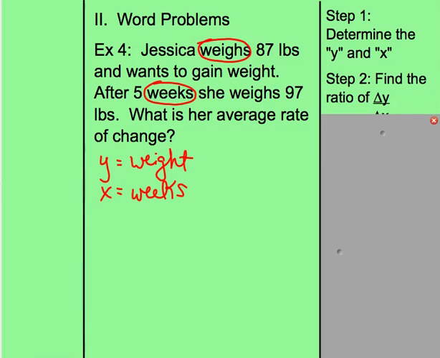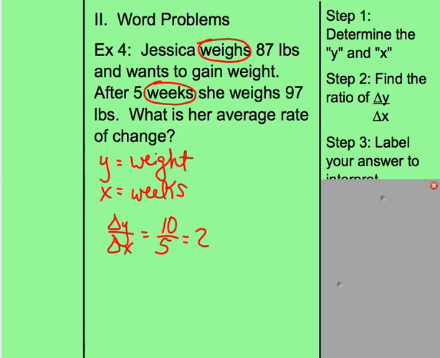Okay, so then we set up our ratio, like before, change in y. So what is the change in her weight? Well, she went from 87 pounds to 97 pounds, so the change was an increase of 10 pounds. The change in x was after 5 weeks. So that was our change in x. Simplifying that, we get 2, and we always label our answer weight per week, and the weight is in pounds, so I'm going to say pounds per week.